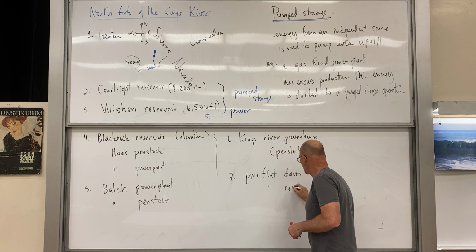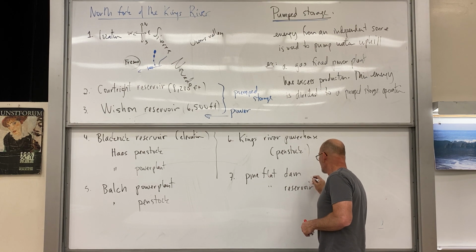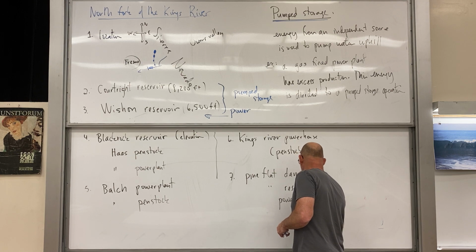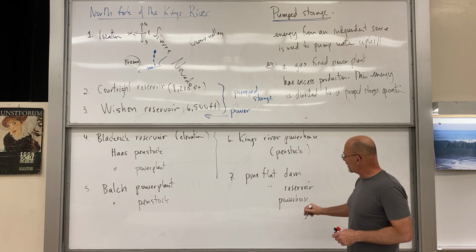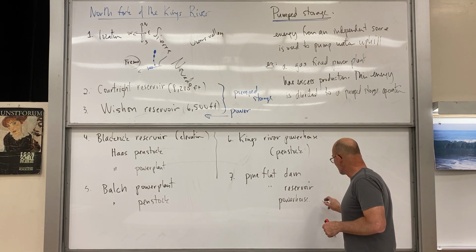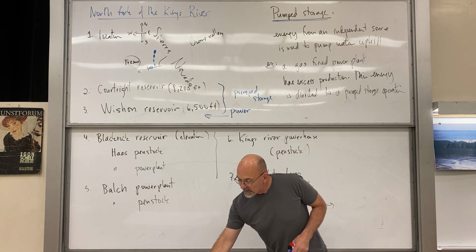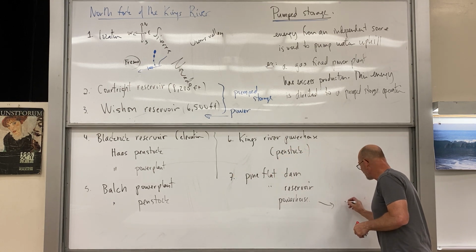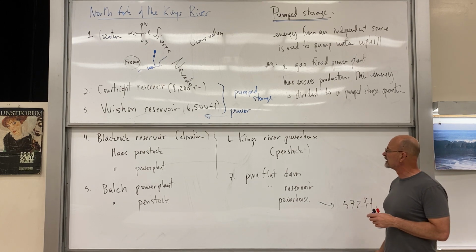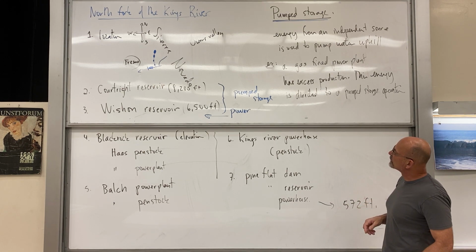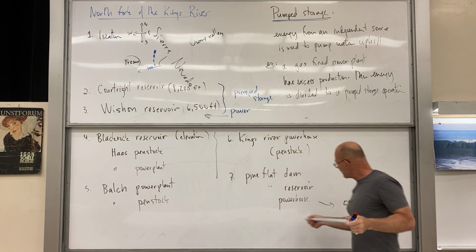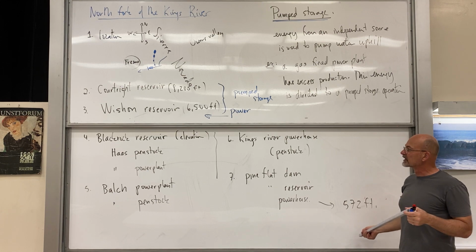Reservoir and powerhouse. And what you'll find if you look this up on the map is that the lowest level here is about 500, I found 572 feet. Okay, we're gonna have to convert all this to metric, right? But here's the point. We start up at 8,200 feet and end up at 572 feet, okay?